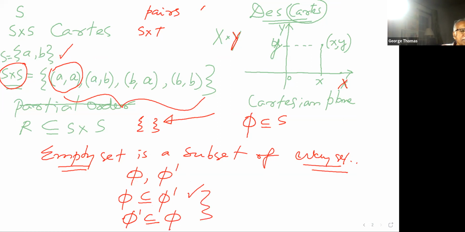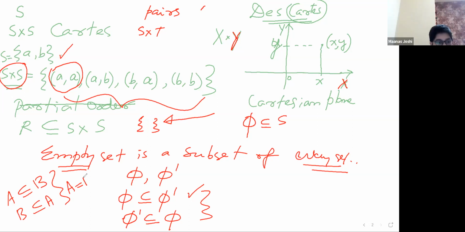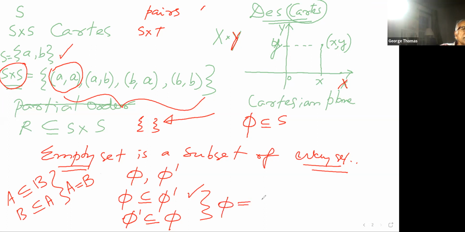What does that mean? If a set A is contained in a set B, and B is contained in a set A, what does that mean? A equals B. That is the way you prove the equality of sets. Therefore, phi equals phi prime, there is only one empty set. Empty set is unique.